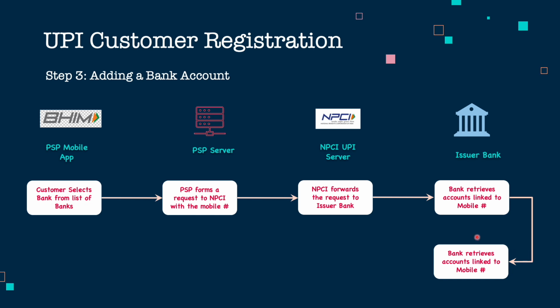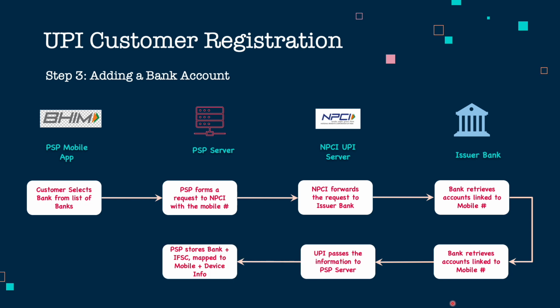So as I said, the bank retrieves all the accounts linked to that particular mobile number and passes them to the UPI server, that is NPCI, and the PSP receives them and then stores the IFSC and the account number that are mapped for that particular UPI and the device ID, and then shows them to the customer.